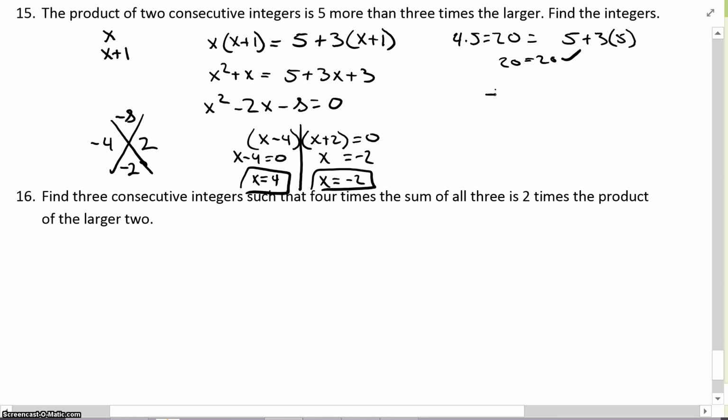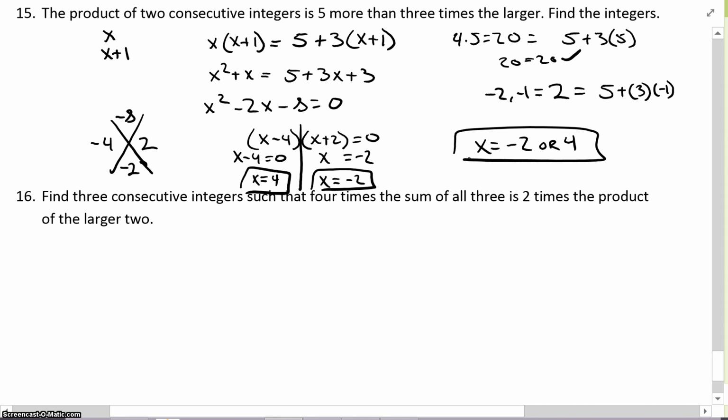So negative 2 and negative 1. The product of that would be 2. My bigger number is negative 1, so 5 plus 3 times negative 1 equals 2. So x equals negative 2 or 4. Alright, so that kind of takes us through.